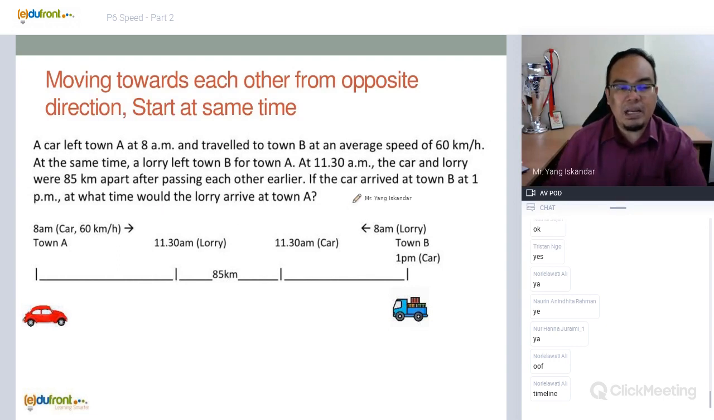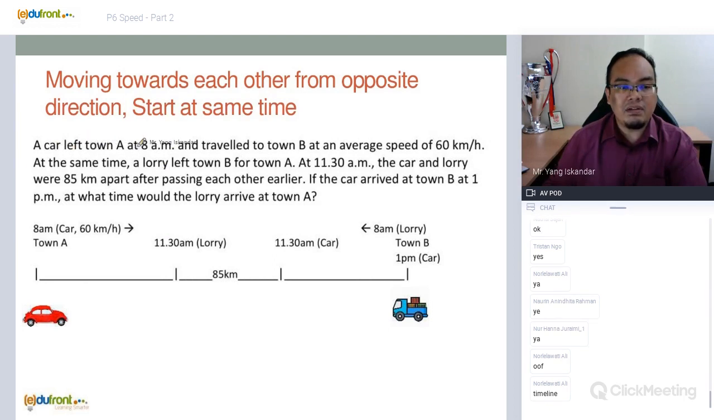So I've drawn the timeline for you, the distance speed timeline. We have not calculated anything. We are just illustrating it using the timeline and putting all the information given to you in the timeline. This is very important. Many students take this for granted. Now let's take a look at the question again.